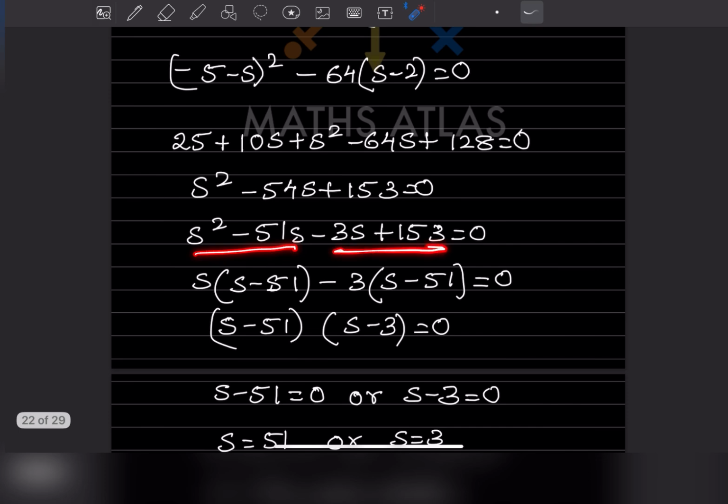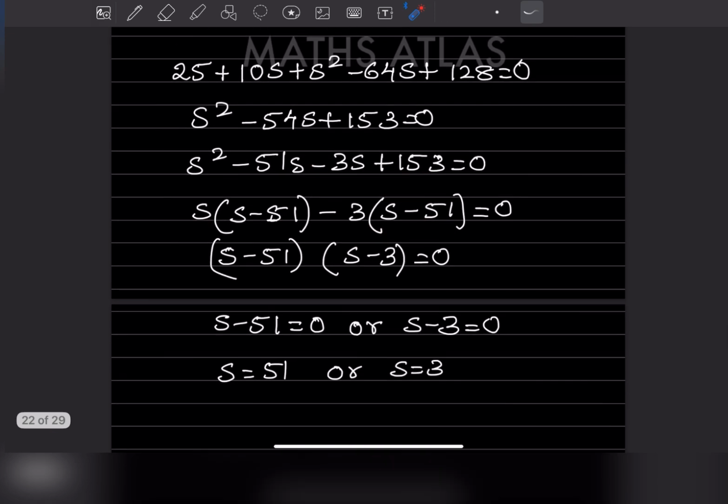So what will you do? In the first one, you can see s common. So in the bracket remains s minus 51. So whatever the sign is here, that same sign should be here. And now in the second group, what you can see, 3 is common. So in the bracket remains s minus 51 is equal to 0. So now what you have to do, always this and this bracket should be same. If it is not same, it means you have done something wrong. So both the brackets are the same. So you have to write it only once in one bracket.